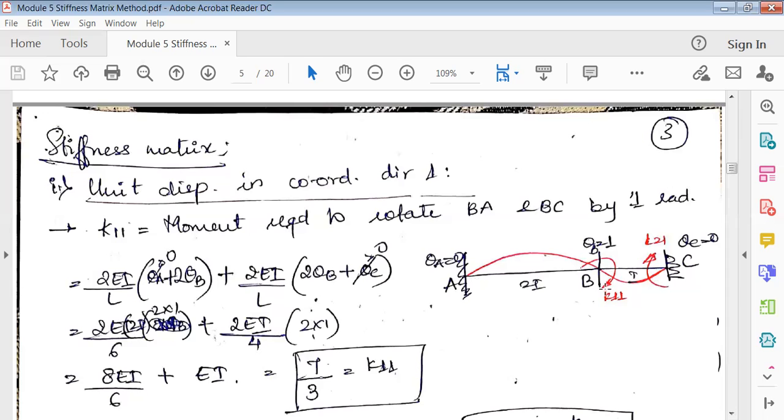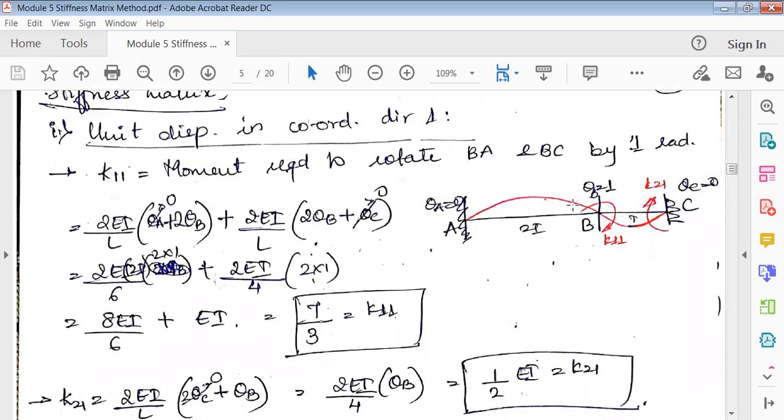Okay, next you have to mark the displacements here. That is, first mark this as K. Okay, so it is K1. K1 means stiffness, that is stiffness displacement in direction 1. Then K2. K2 means displacement in direction 2.